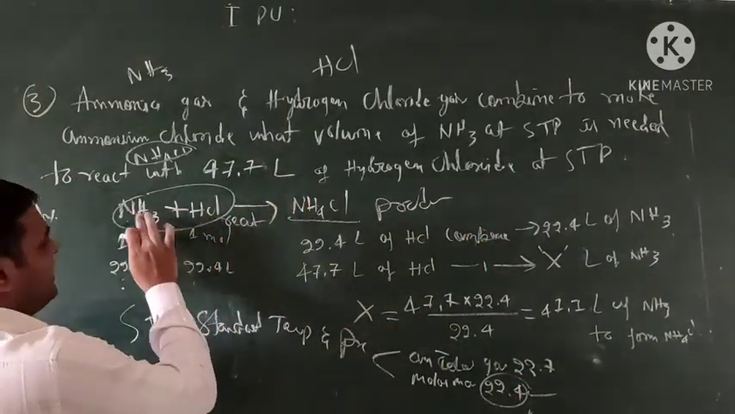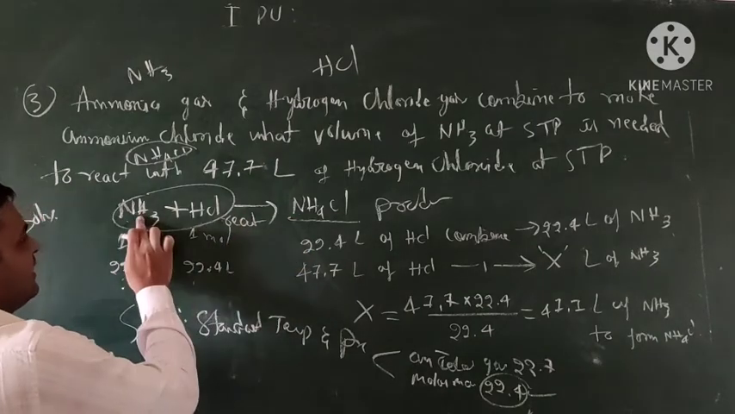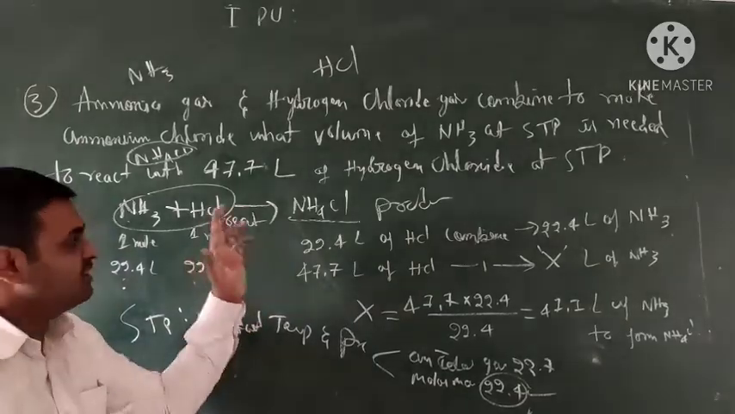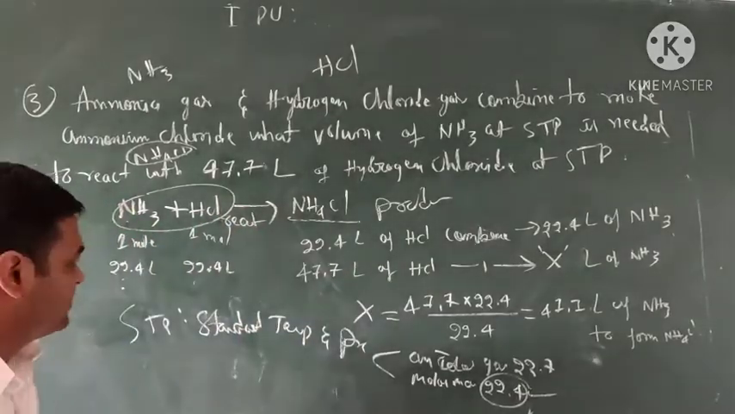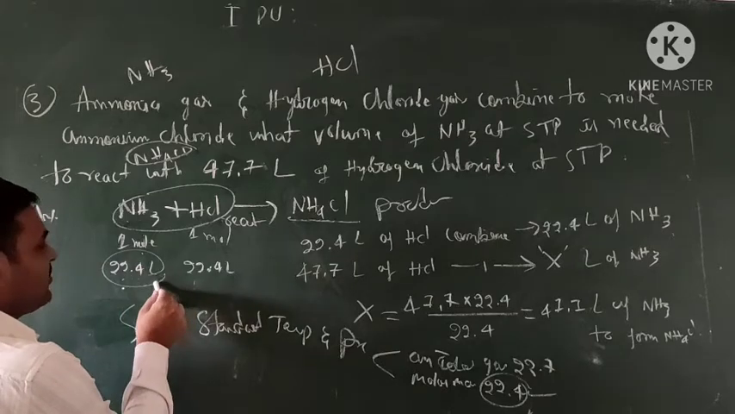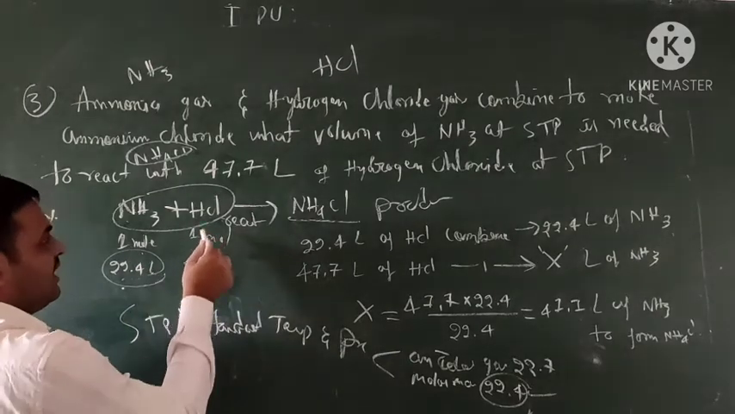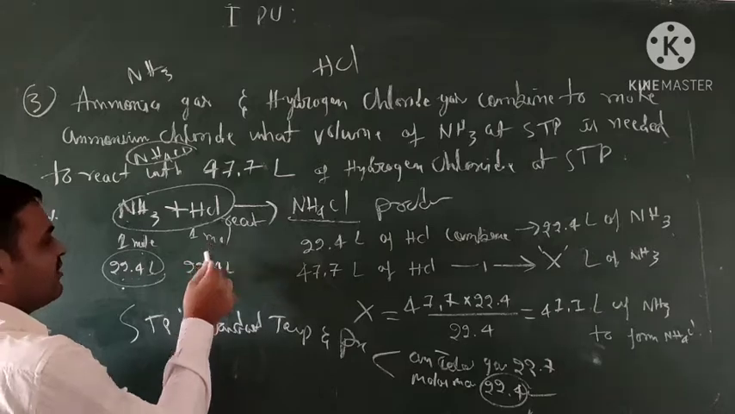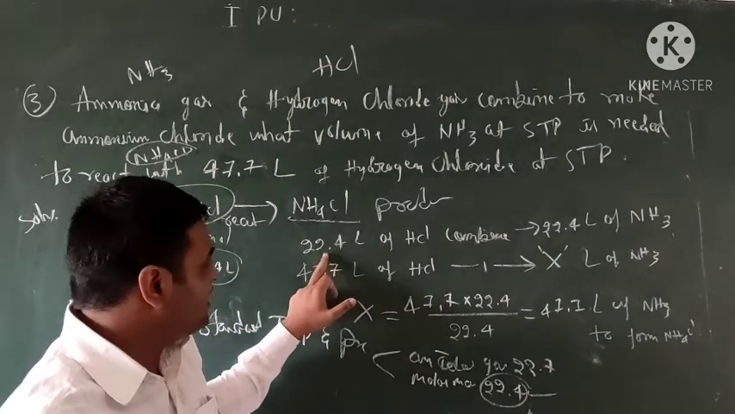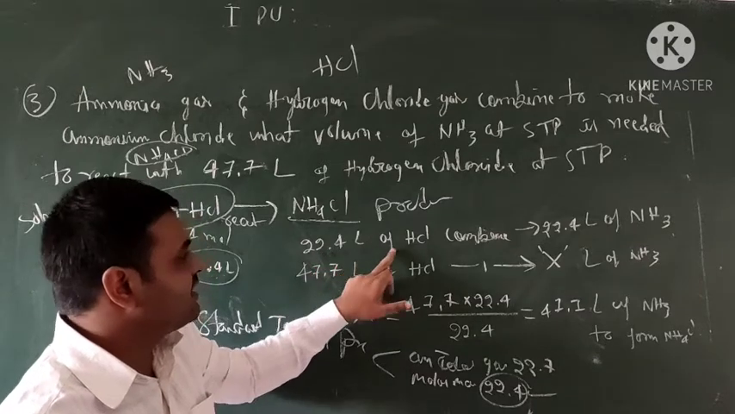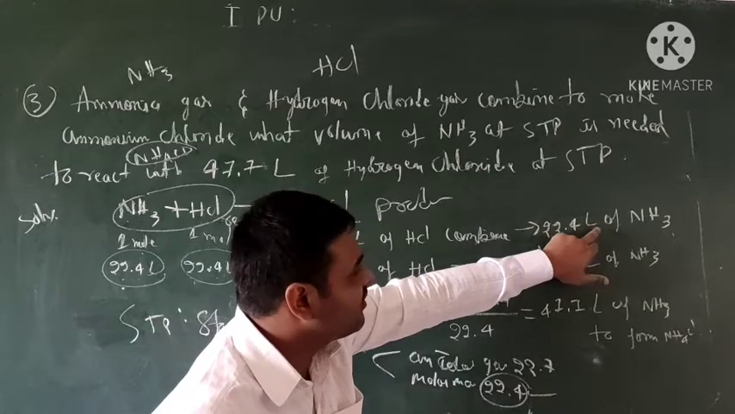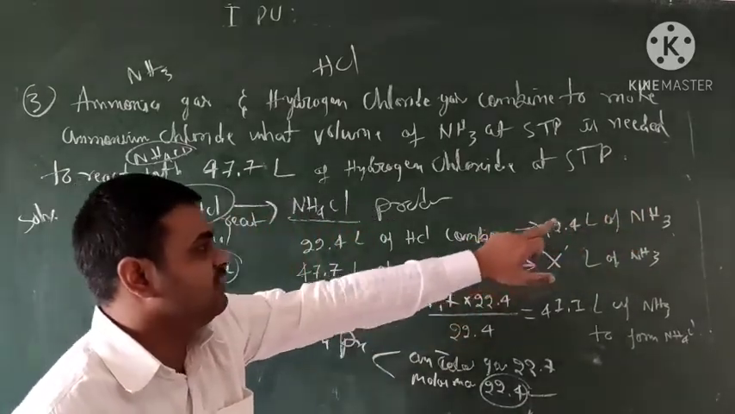This is balanced. N is how much? 1. This is also 1. H is 4. This is also 4. Cl is 1. This is also 1. This is a chemically balanced equation. So 1 mole of ammonia is 22.4 liter. Hydrogen chloride is also 22.4 liters. Then 22.4 liter of HCl combines to give 22.4 liter of NH3 molecules, ammonia.